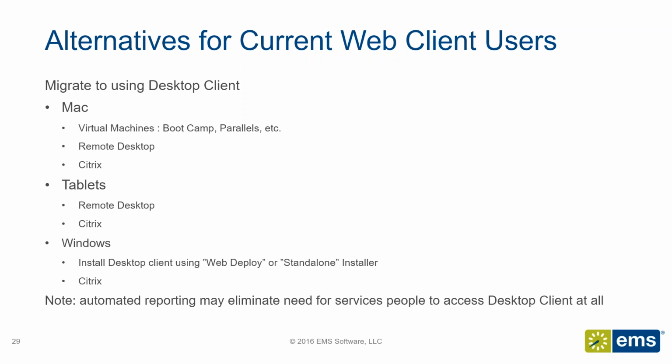If there were Windows users, then obviously you can install the desktop client using Web Deploy or the standalone installer. Those are the two different ways you can install that now. Or you can also do it via Citrix. So this gives you a quick cheat sheet of various options that are available for the people who you need to migrate to the desktop client.